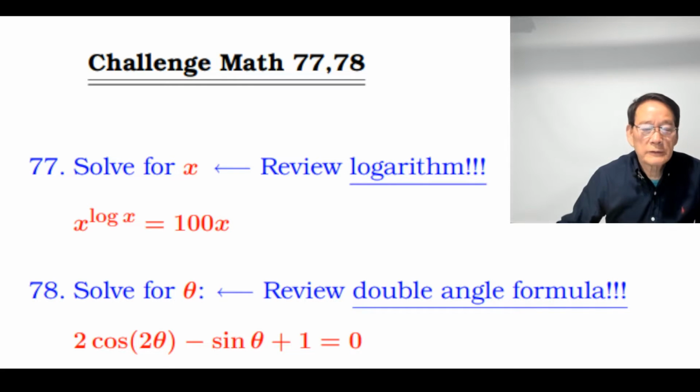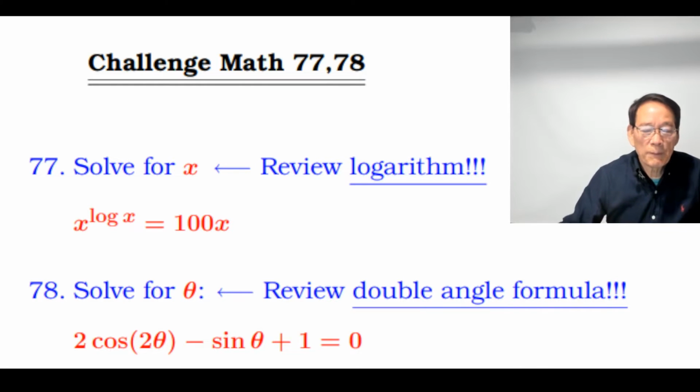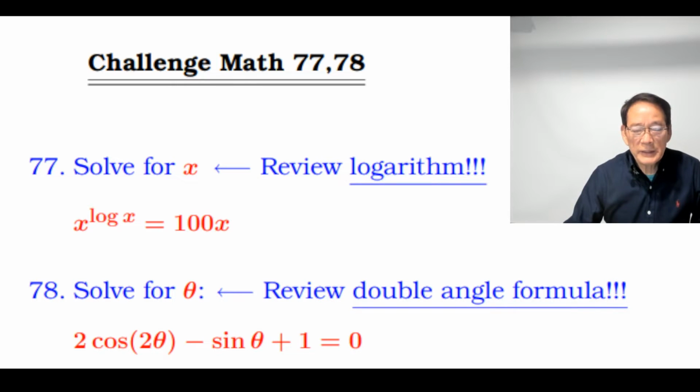So for x to the log x power equal to 100 times x. And the 78. So for theta, 2 times cosine 2 theta minus sine theta plus 1 equals 0. For number 77, you need to review logarithm theorems, and for 78, you need to review trigonometry, double angle formula.